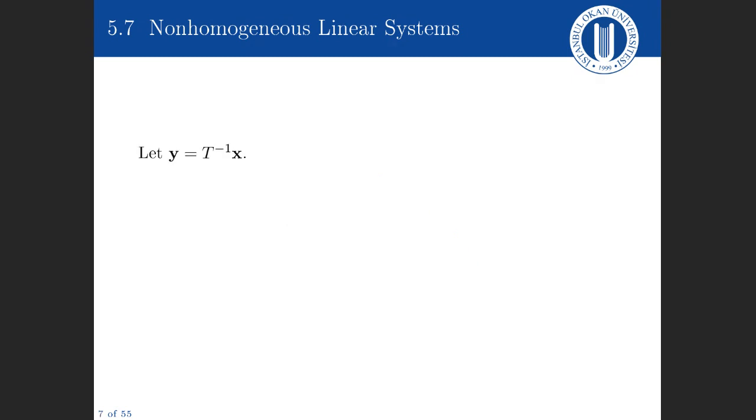There's a key step in the method of diagonalization. The key step is we always use the substitution y is equal to T inverse x. Every time we do our diagonalization, we're always going to do y is equal to T inverse x. Or to say this another way, x is equal to Ty.